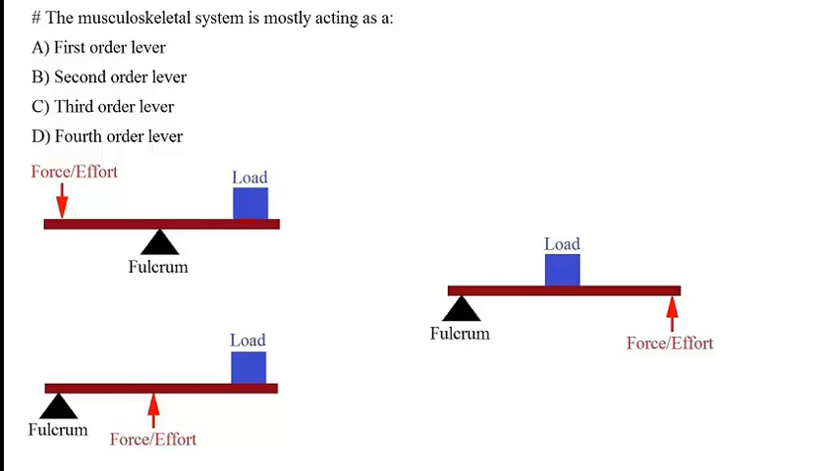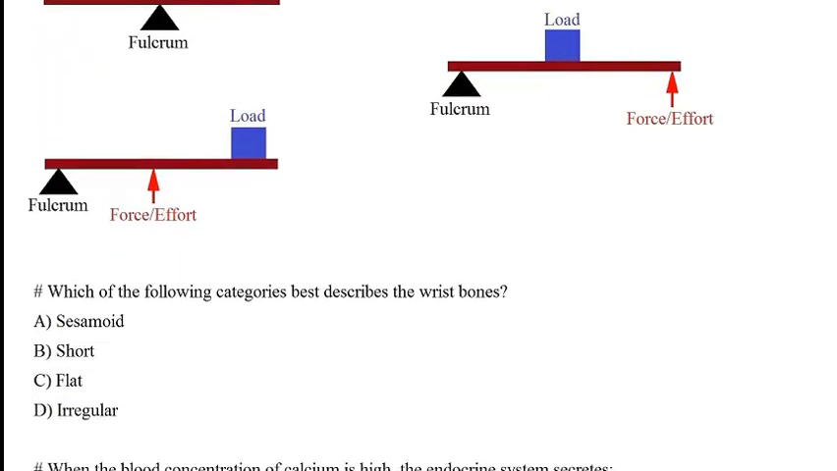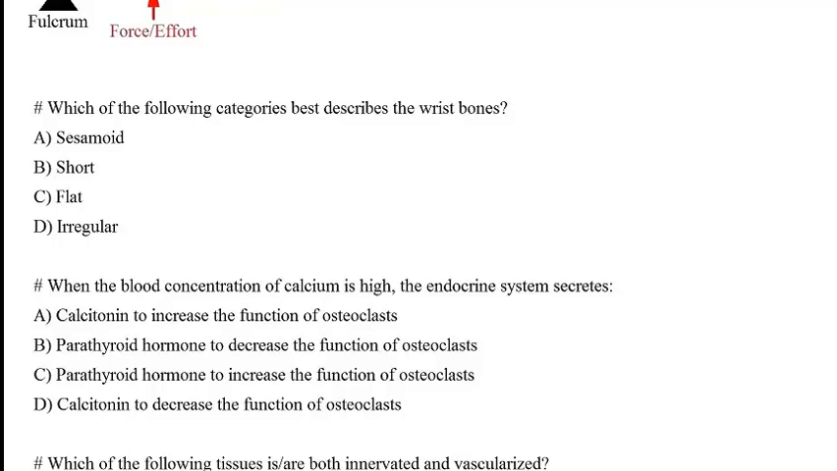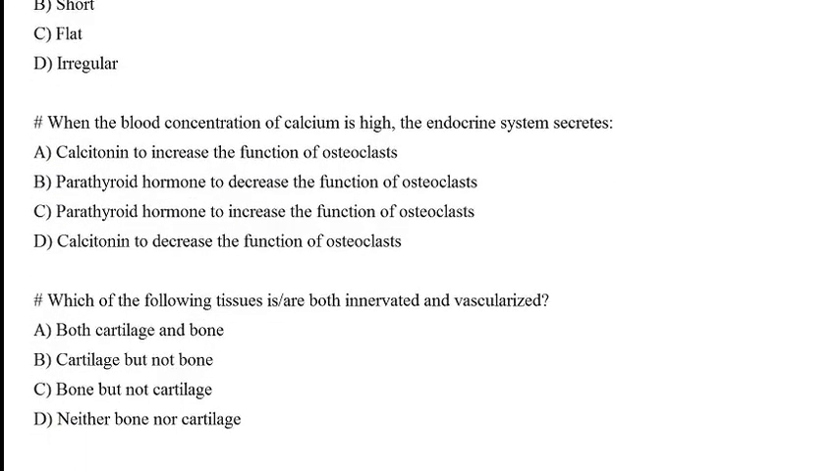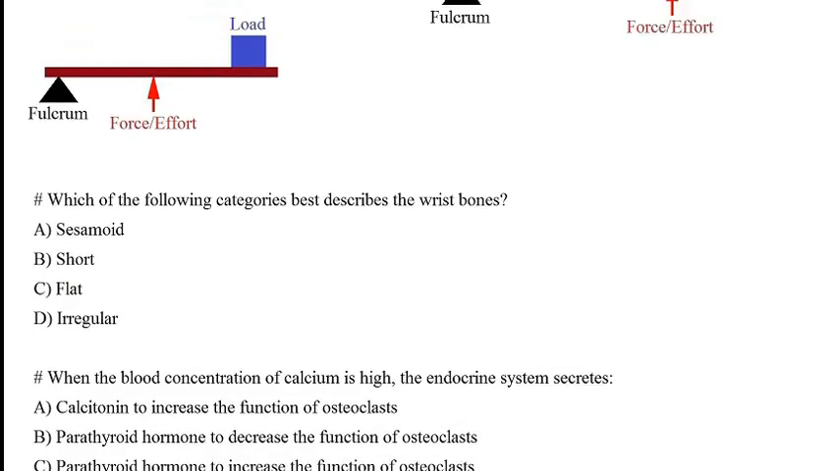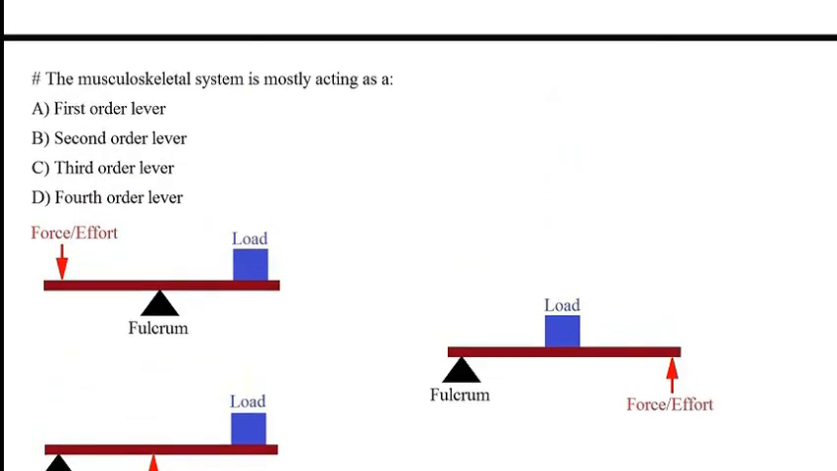The next question is, which of the following categories best describe the wrist bone? Third question is, when the blood concentration of calcium is high, the endocrine system will secrete which of the following hormones? And then, which of the following tissues is or are both innervated and vascularized? So let's move on to the first question.